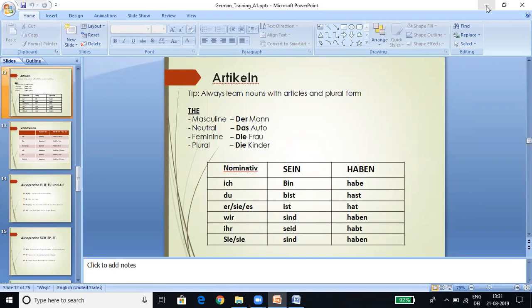And apart from that, B2, C1, and C2 are completely up to your interest. For example, if you want to do your master's in Germany, where the course is in German, then the university would demand C1. Otherwise, after B1, there is no force. So until B1, there is force. After B1, there is no force. It's totally up to your interest.